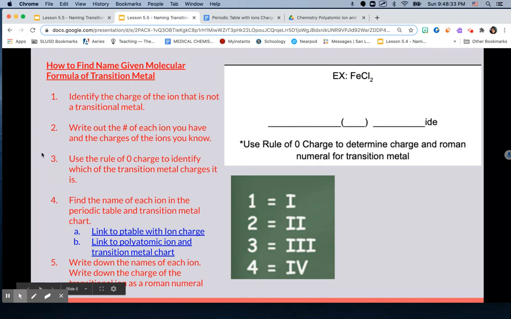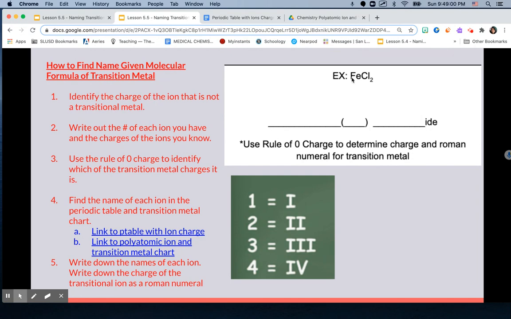Okay, so now what if I have to do the opposite? How do I find the name given the molecular formula of the transition metals? Now I have the formula, but I'm trying to find the name, right? So my first step, this one's a little bit trickier, is to identify the charge of the ion that's not a transition metal, right?